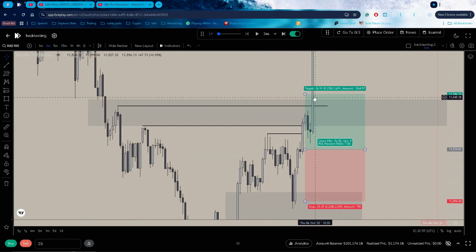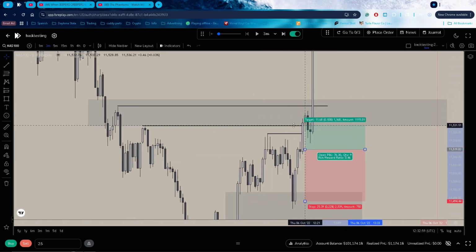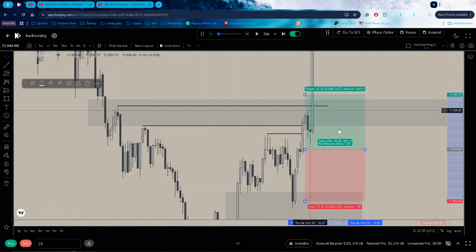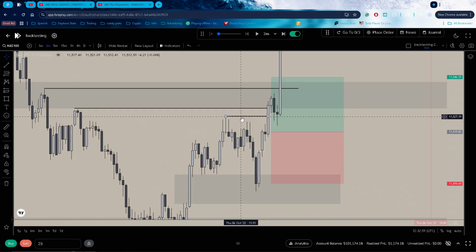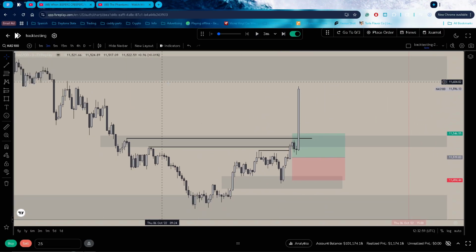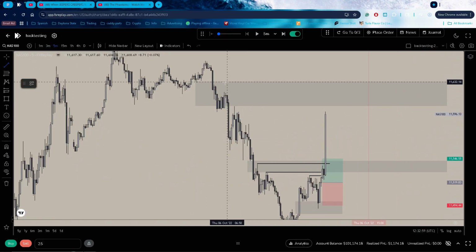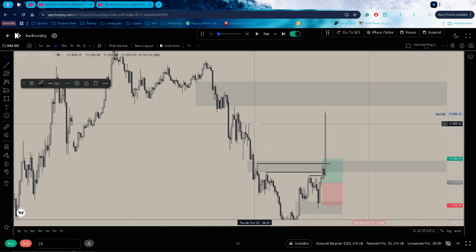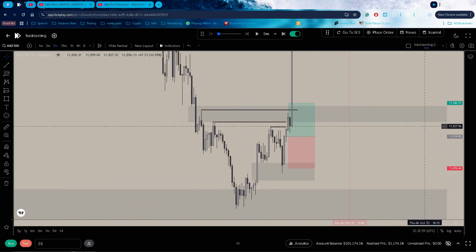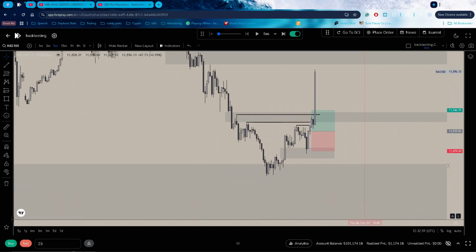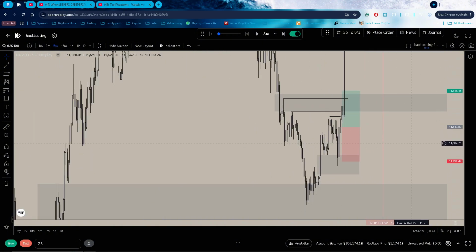Aiming for a 1-to-1, but realistically speaking, this and this would have been better targets, more realistic targets. But for backtesting's sake, aiming for 1-to-1 with the break even at this high. As you can see, it played out flawlessly, and it's going to continue running up due to this low resistance liquidity right here. But A plus continuation trade. Yeah, I mean, it's perfect.